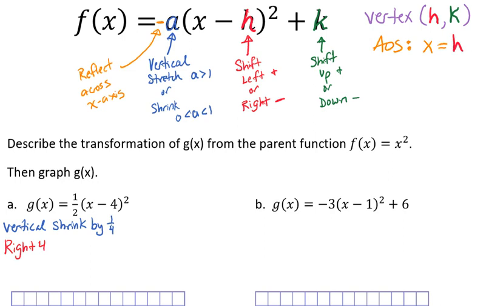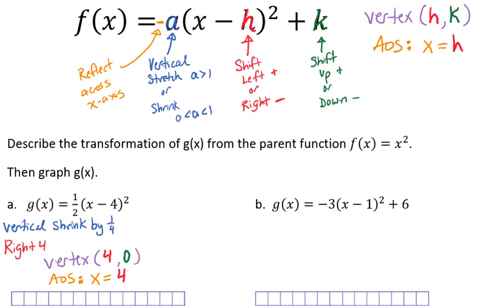So as we come down to letter A to graph that, we can see that we are going to have a vertex at the point 4, 0, because there is no k value. And we're going to have an axis of symmetry of x equals 4.